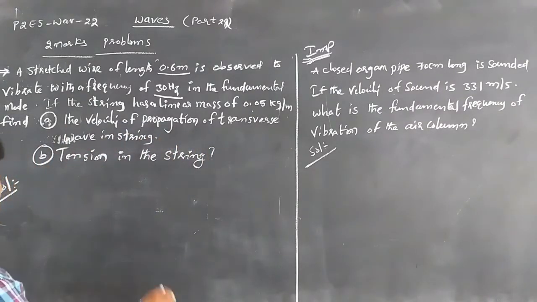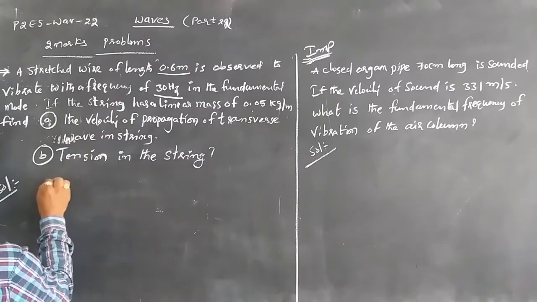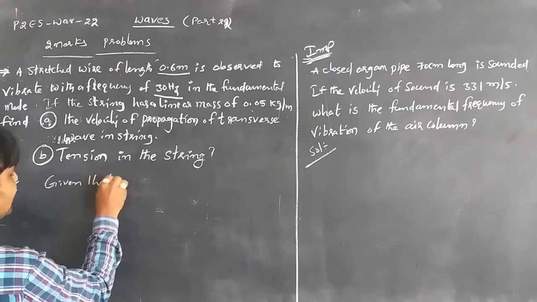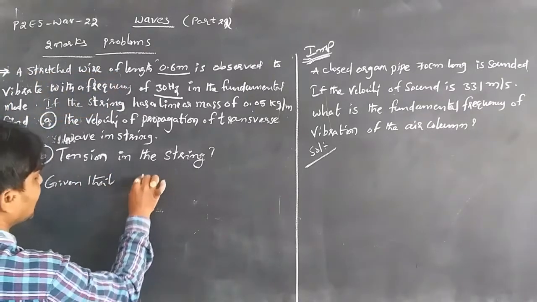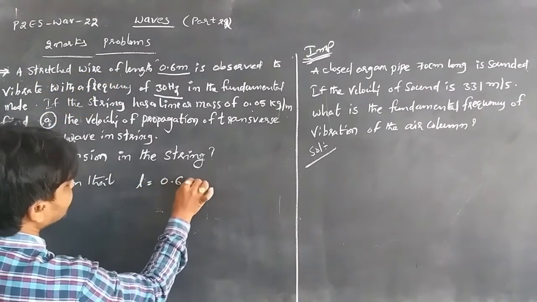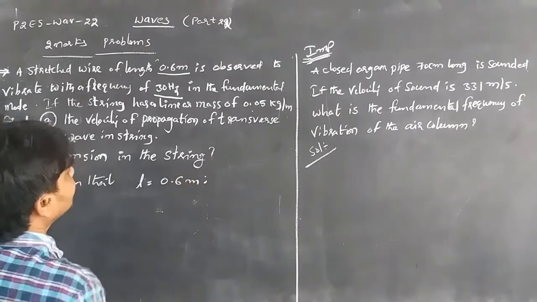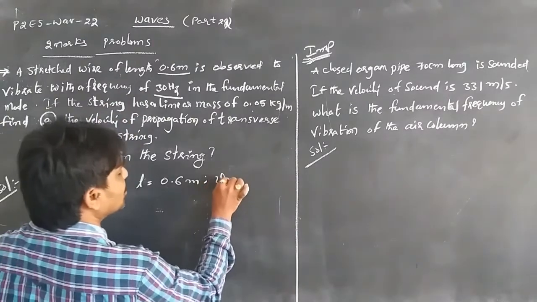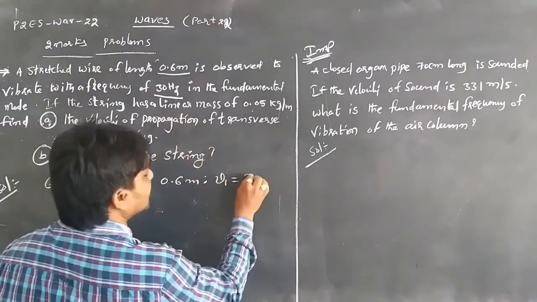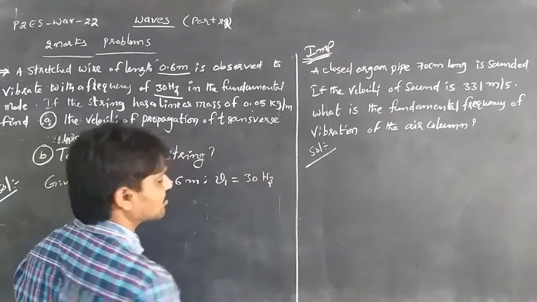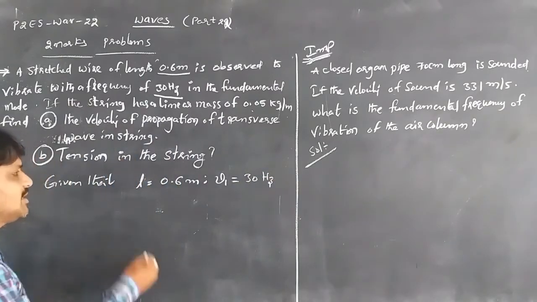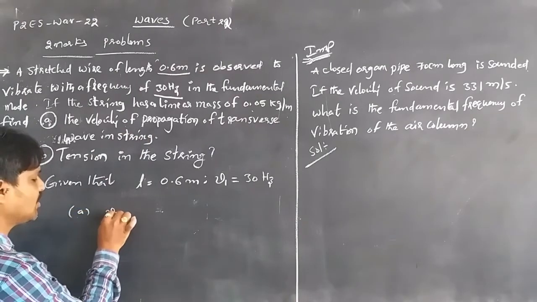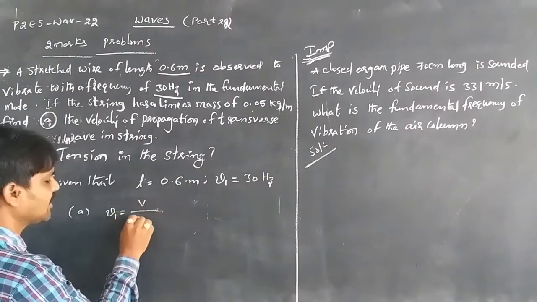The first one. First of all, what is the given data? Given that the length L is equal to 0.6 meter, and he has given the frequency of the fundamental mode, that means nu1 is equal to 30 Hz. We know the fundamental mode: for the velocity of propagation, the fundamental mode nu1 is equal to V by 2L.